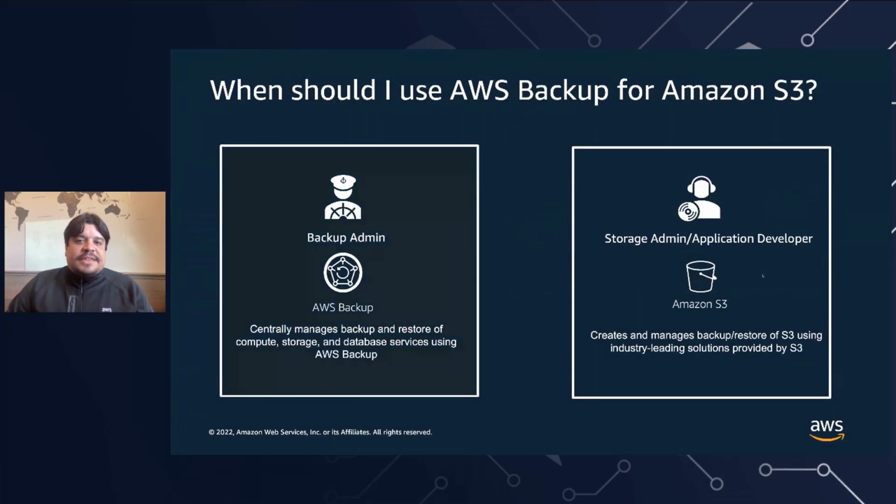Now, the question we often get is, when should customers use AWS Backup for Amazon S3, and when should they use the industry-leading capabilities provided by S3 itself? Well, AWS Backup allows you to centrally manage backup and restore across multiple AWS services, not just S3, but other AWS services. S3 capabilities allow you to manage data in S3 buckets and objects only.